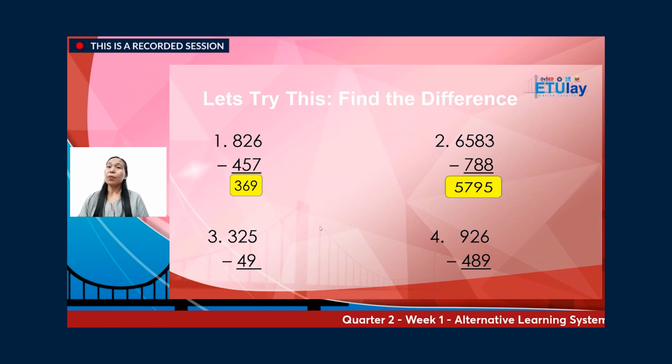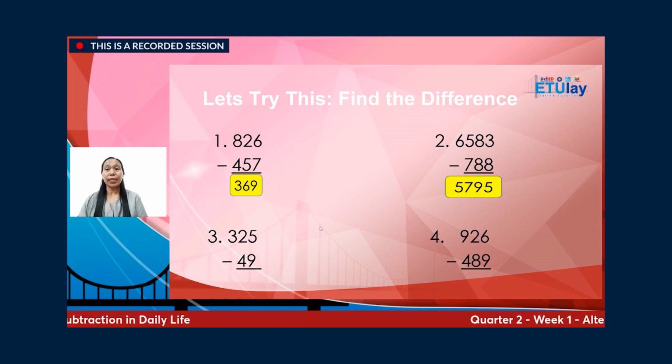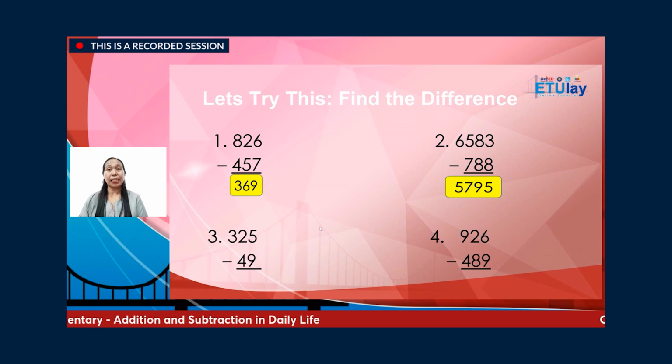It's 5. Now 8 will be equal to 7. 7 minus 8 cannot be again. We need to regroup. We need to borrow 1 from 5. This time we have 17 minus 8. It's 9. And 5 will be equal to 4 since we borrowed 1. 4 minus 7 cannot be again. We need to borrow 1 from 6. And we have 14 minus 7 is 7. And just simply bring down 5. That's why we got 5,795.